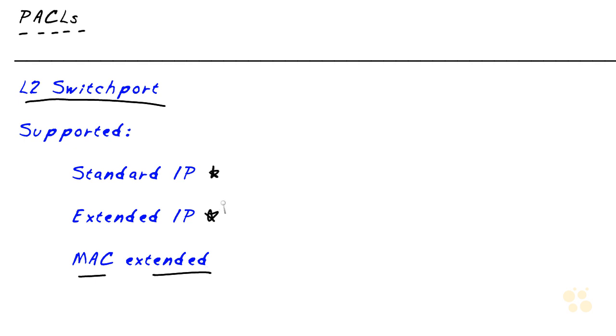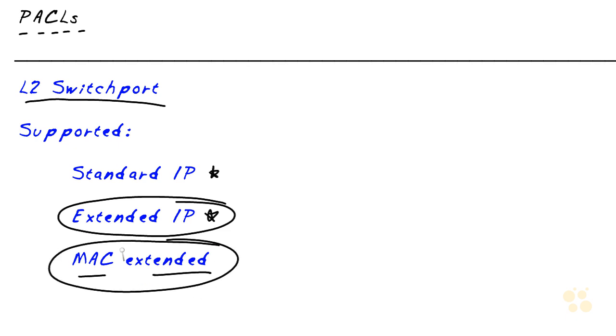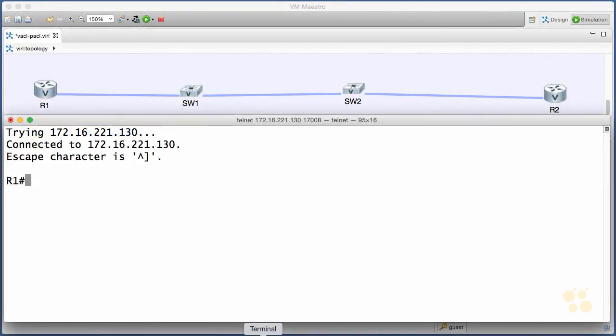So we could go in and we could do on ingress an extended IP, and then we could also do on ingress a MAC extended access control list. But only one of those types per interface per direction, as you might guess. If you were to add another MAC extended in the same direction, it would overwrite the one that is existing on that particular port in the particular direction. So great news for you Cisco VIRL lovers out there. The latest version supports these port access control lists, so we can experiment with them in the emulator.